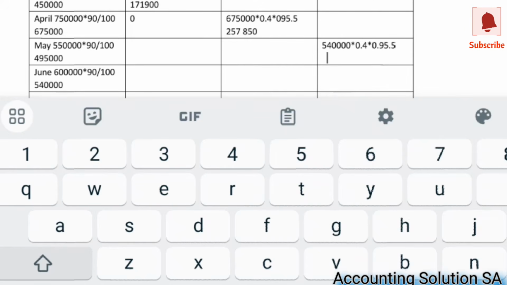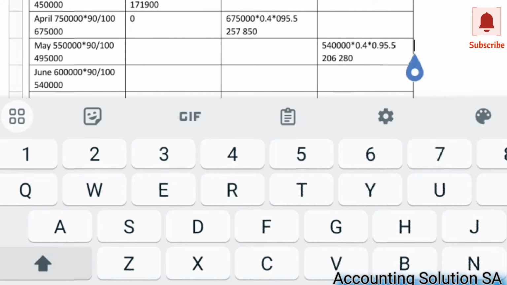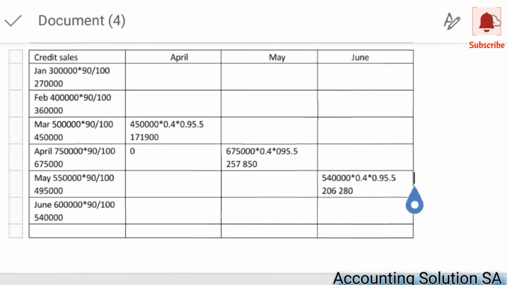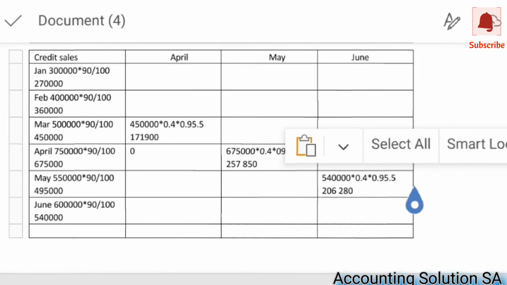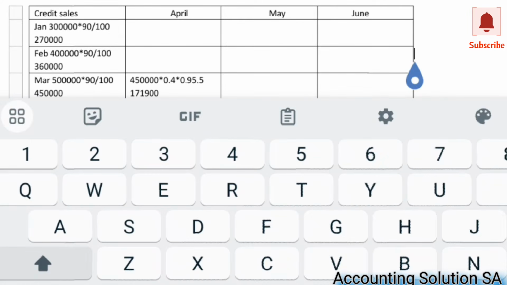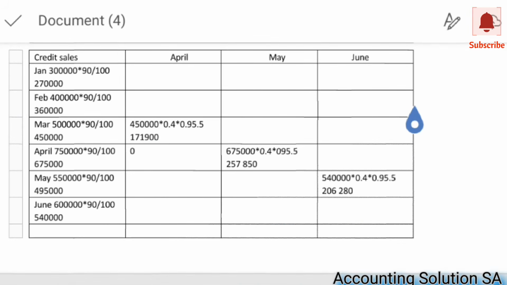It's gonna give us 20,628. Okay, now we are done with that 40%. Guys, as you can see, this is how it looks. Always, guys, it will look like this if you put 40%, which means that it's gonna be like this when you check your order.